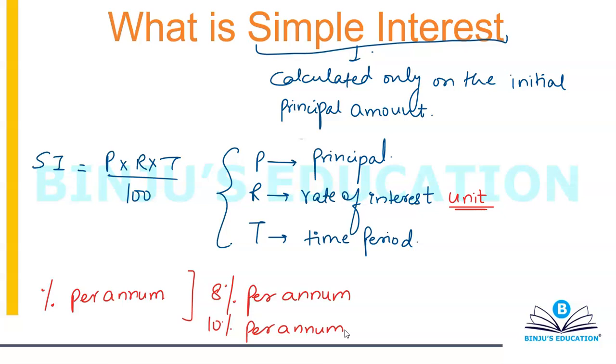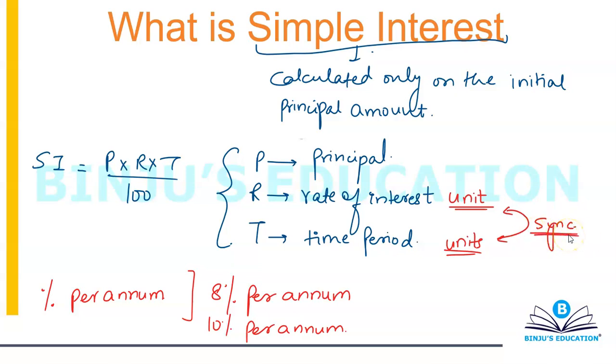Now, usually it is per annum, but the rate of interest can also be given as percent per month. That is quite possible. So this is how you write the unit of rate of interest. Similarly, your time period can be in years, or it can also be in months. So the bottom line is the unit of rate of interest and the unit of time period have to be in sync with each other.